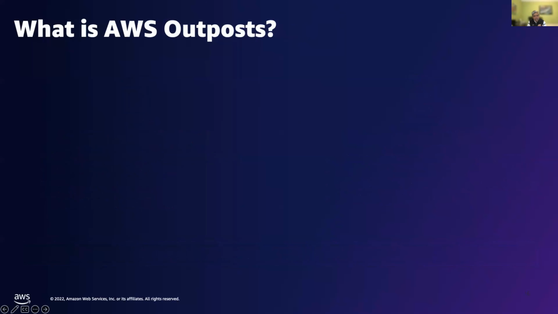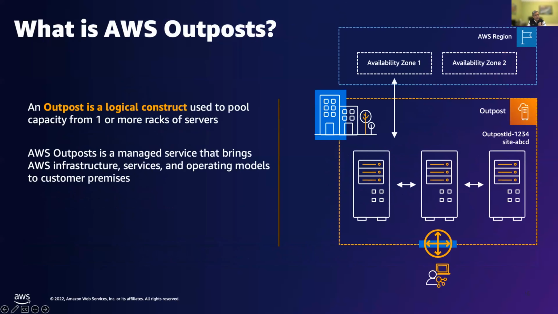And getting into Outposts. An Outpost is essentially a logical construct, right, where you can pool capacity from one or more racks of servers. So this is a rack of servers that we deploy and is managed by AWS. It's deployed in your data center and essentially shows up as another availability zone in the AWS console. If people are familiar with the AWS console, and have looked at a VPC and network construct, there are availability zones, and this would show up as one of those. So it neatly integrates with the console itself and provides you all that information.